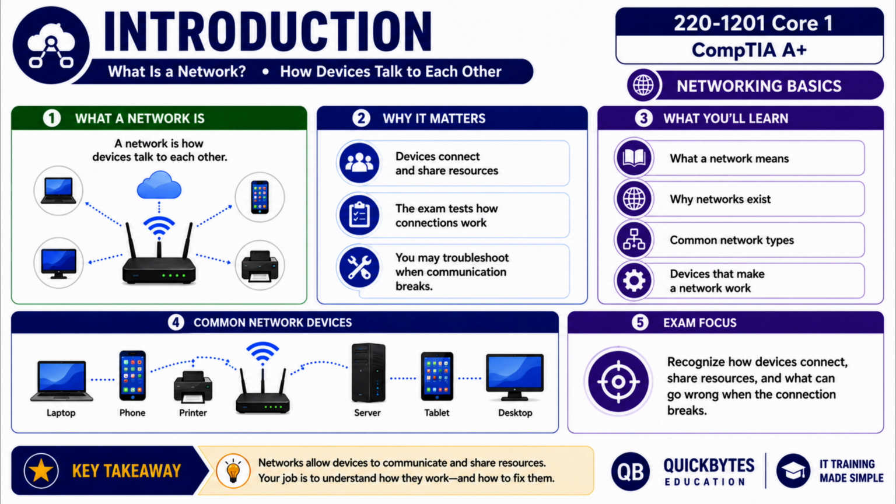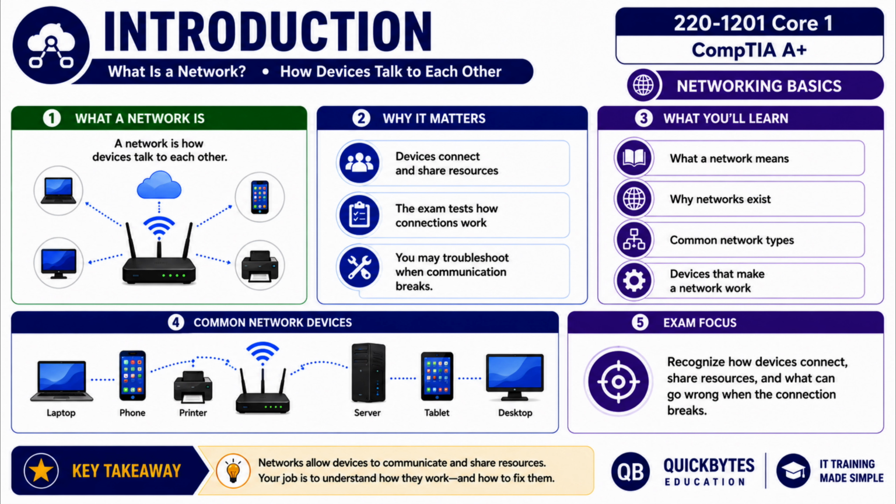Let's get started. Here's what we're covering today: what a network means, why networks exist, common network types, and the devices that make a network work. A network is a group of connected devices that can communicate with each other. Those devices could be computers, phones, printers, servers, tablets, cameras, or smart TVs. The key idea is connection plus communication.